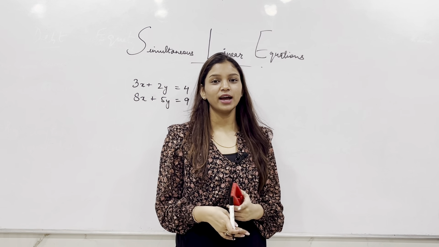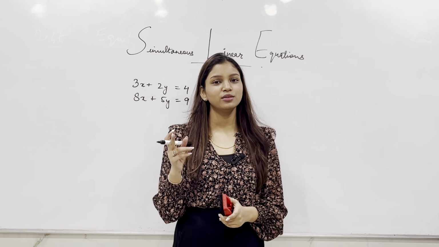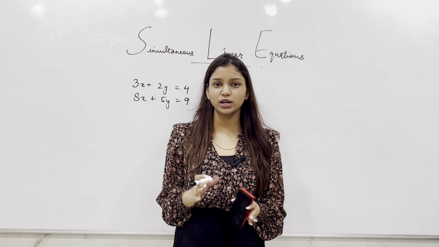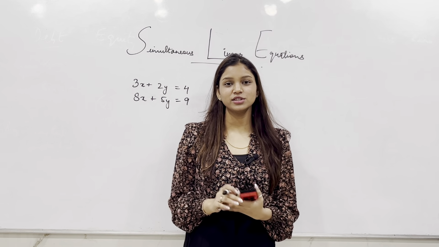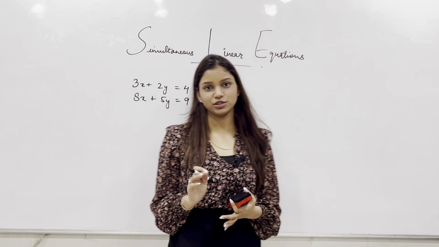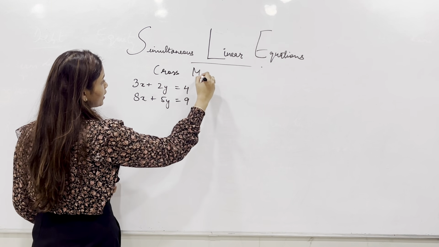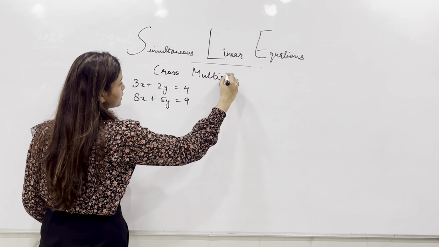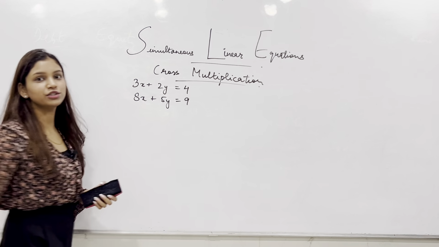So until now we have done the substitution method, the elimination method, and the last method in which I did a unique question of the elimination method. Okay. So the last part of this chapter is the cross multiplication method specifically. And today we are going to solve this pair of linear equations using the cross multiplication method.